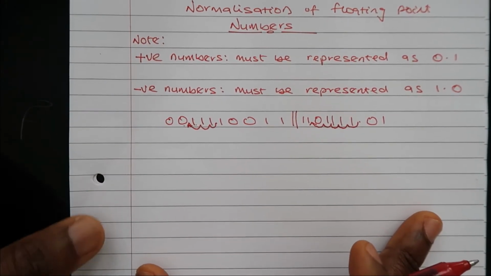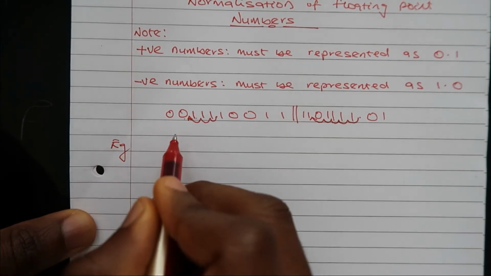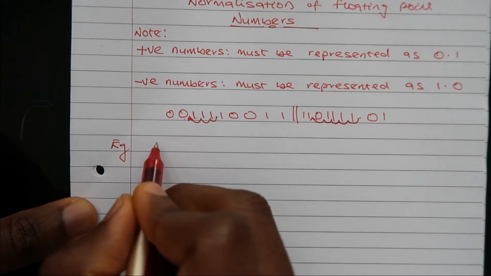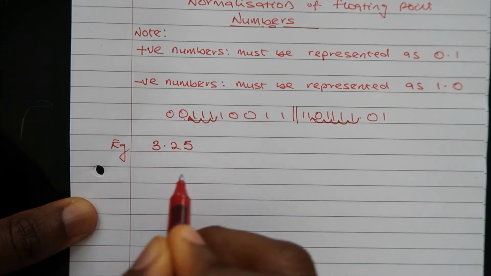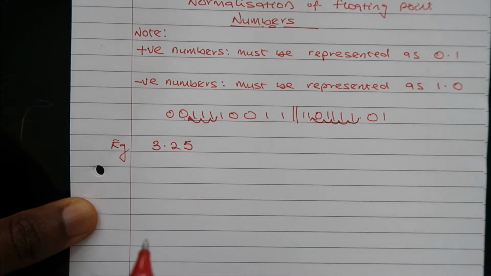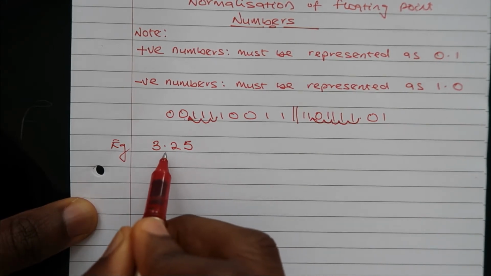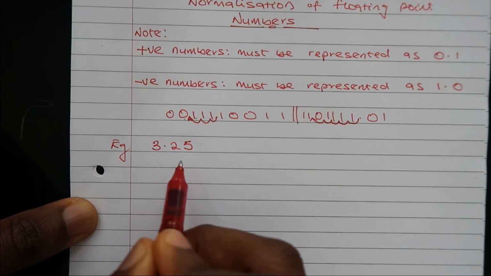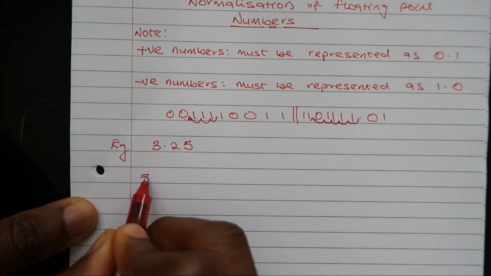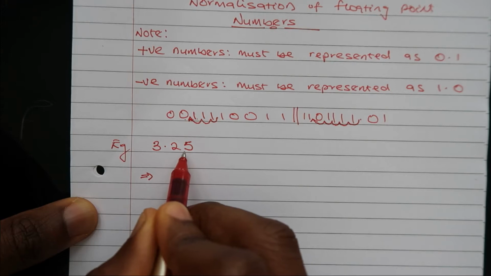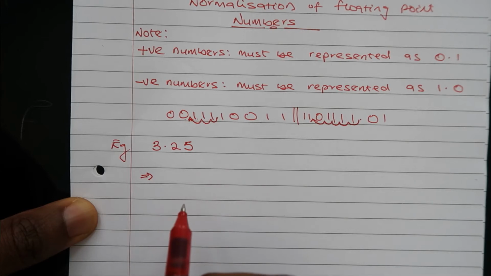So let's look at our first example. In our first example, we're going to normalize the floating point number 3.25. Technically, we would have to first represent this number in its binary form. We have looked at how floating point numbers can be represented in binary. You might want to check my other videos that I've posted online.